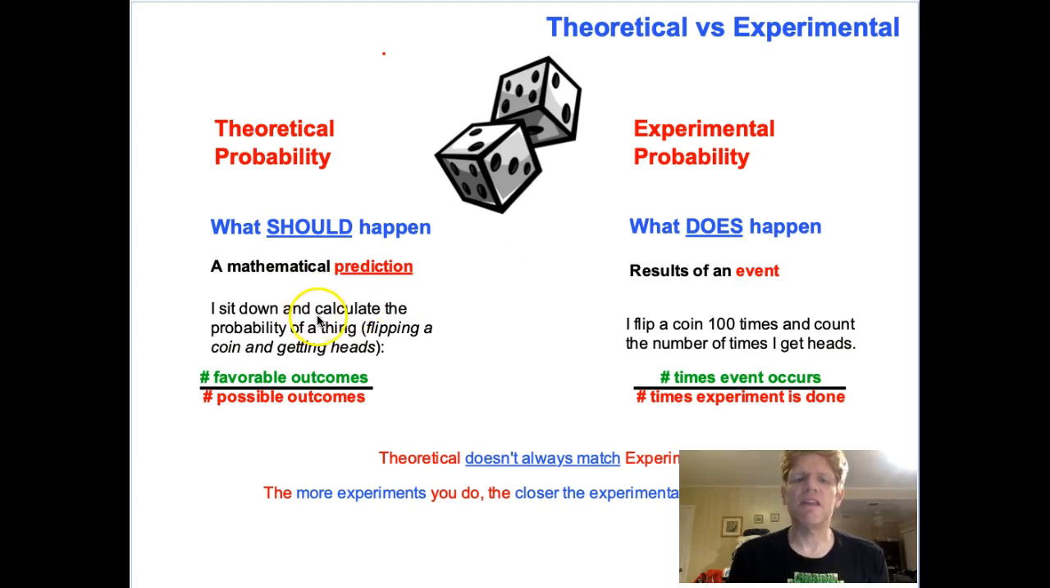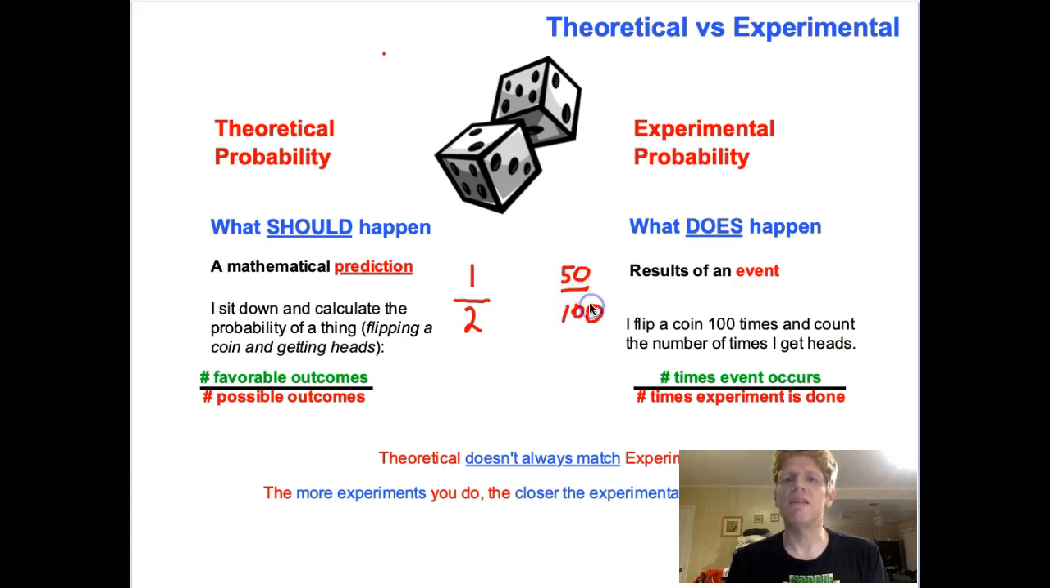Now, here's an example. Let's say I sit down and I calculate the probability of a thing like flipping a coin and getting heads. Well, I would know that there are 2 sides to that coin, and I would know that the probability of me getting heads can happen one way. So getting heads would be 1 out of 2 times. So I would expect that 1 out of every 2 times I would get heads. Now let's say I flipped that coin 100 times and I counted the number of times I got heads. I would expect, based on a theoretical probability, to get 50 out of 100.